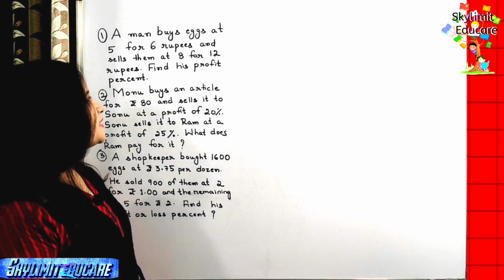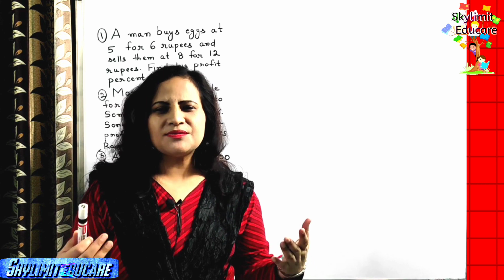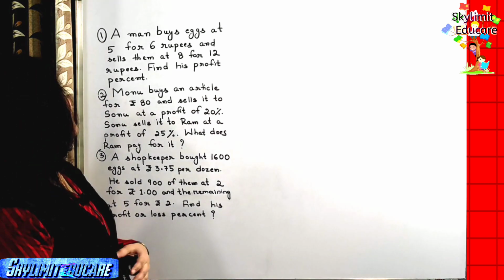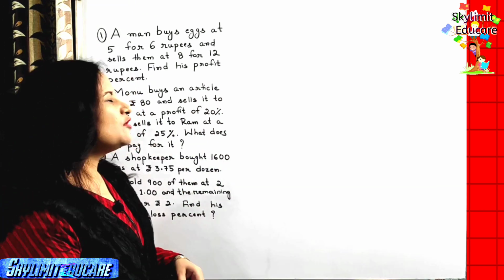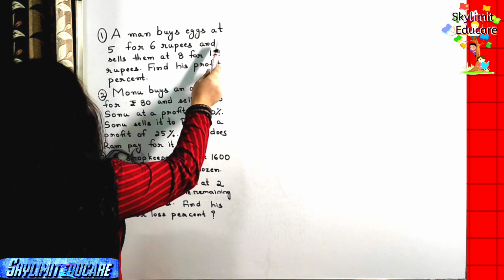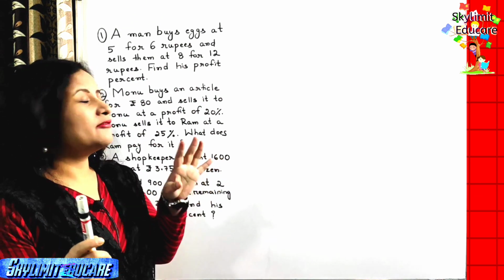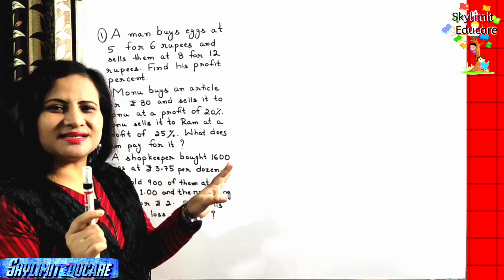As you can see the first question, before getting started students, I would like to tell you that whenever you read any word problem, first try to understand the meaning of the question. A man buys eggs at 5 for 6 rupees and sells them at 8 for 12 rupees. So what is the meaning of the statement? A man buys eggs at 5 for 6 rupees means he purchases 5 eggs for 6 rupees. That means the CP of 5 eggs is 6 rupees.